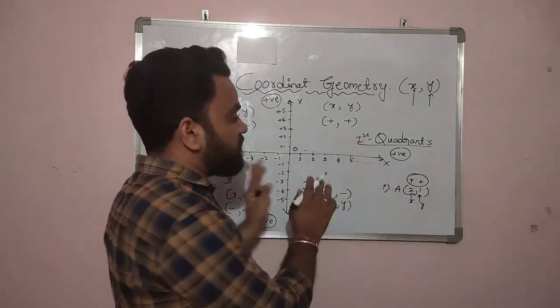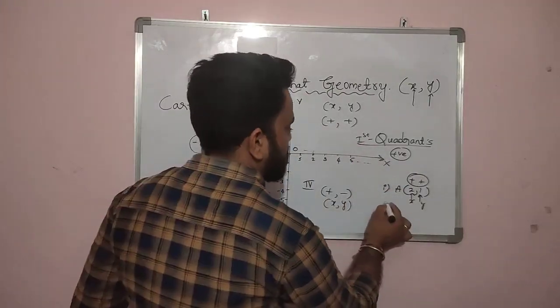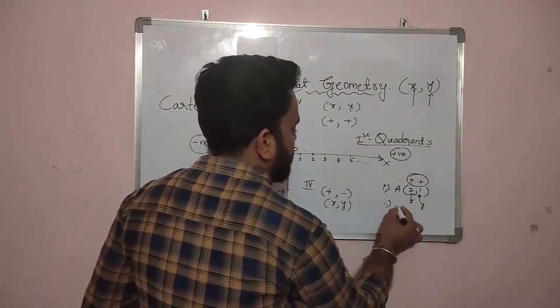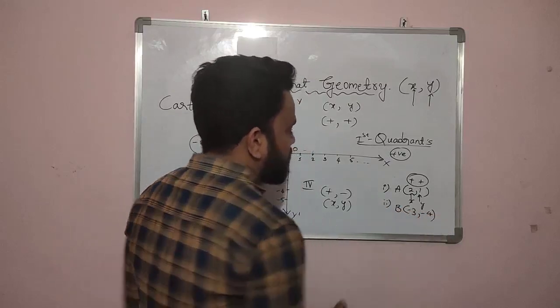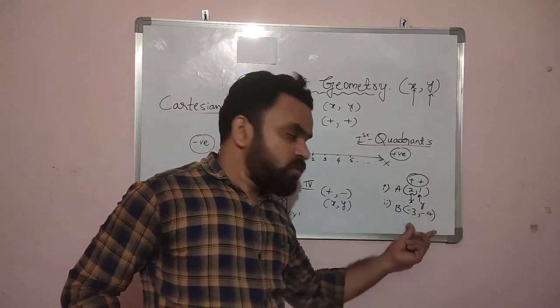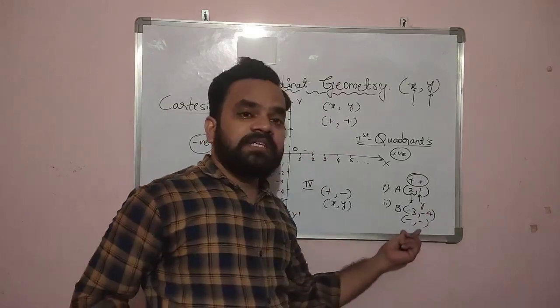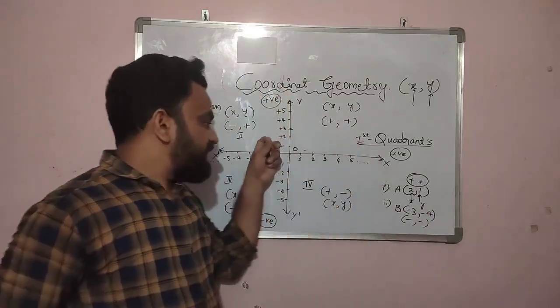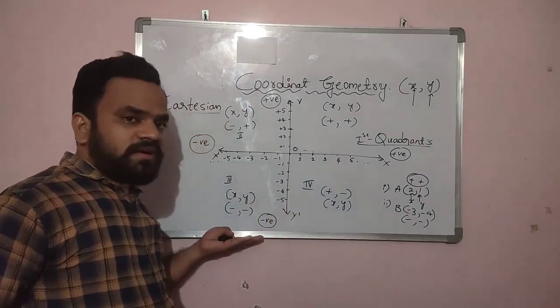Now without knowing the graph, we can tell whether it is coming in the first quadrant, second, third or fourth. Second example you will take, B of minus 3 comma minus 4. See, x is negative, y is also negative. Both are minus minus. Where will this minus minus come? This will come in the first, second, third or fourth quadrant. It is coming in the third quadrant, right?